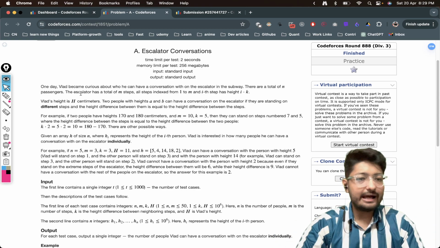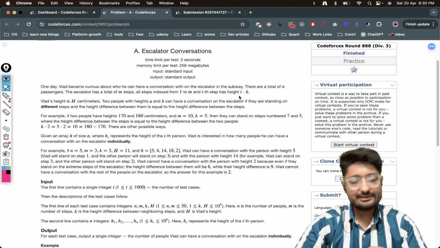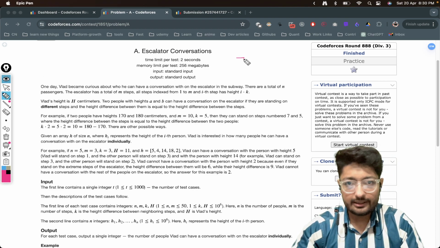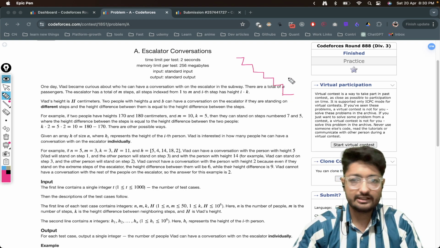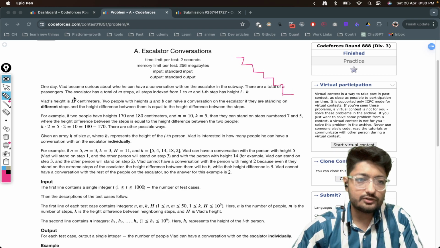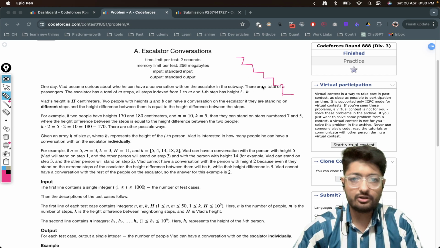So one day, Vlad becomes curious about who he can have a conversation with on an escalator in the subway. Escalators, as we all know, you have gone to malls, you have seen escalators, which take you down or up to different floors. An escalator is just like a stair. Vlad wants to have conversations with different people on the escalator.